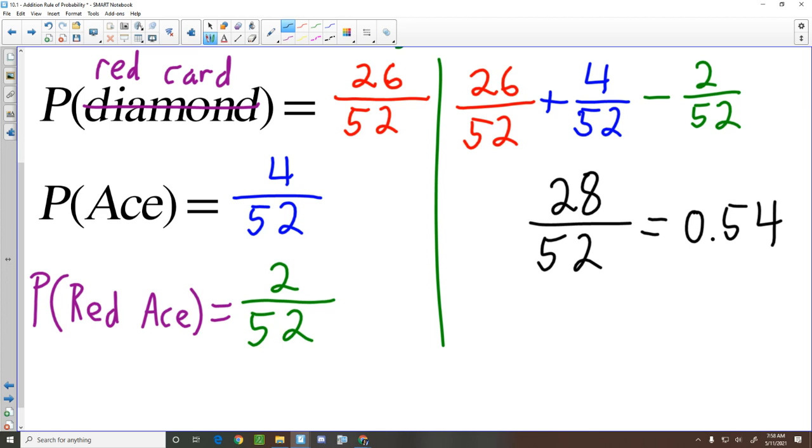So is that a pretty good probability? It's a little bit more, right? A little bit better than half. So slightly more likely to occur than flipping a coin, which is exactly 50% of getting a heads or tails.